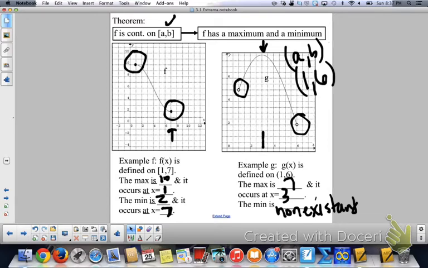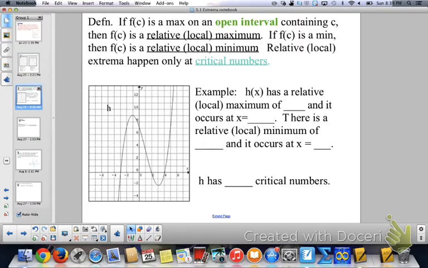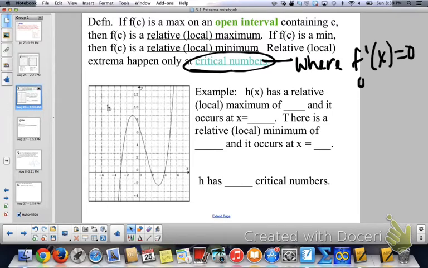Okay, so next we are going to go to the next page. Okay, this one right here. We have: if f of x is a max on an open interval containing c, then f of c is a relative or local max. If it's a min, then it's a relative or local min. Relative extrema happen only at critical numbers. Now, we have to define critical numbers. Critical numbers are where f prime of x equals 0 or does not exist.